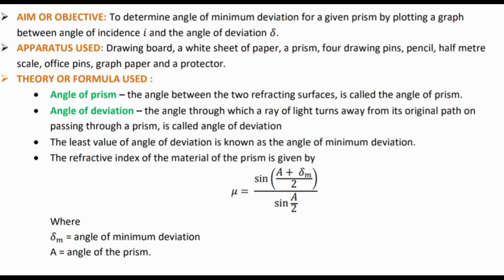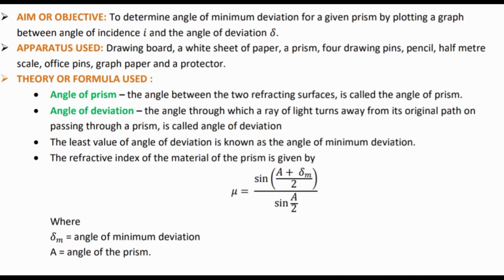And the second one is to find the refractive index of the material of the prism. So that we can use these values of A and D for finding the refractive index of the prism. So these two are the aims of the experiment, and the apparatus required are glass prism, drawing board, pins, protractor, graph sheet, etc.